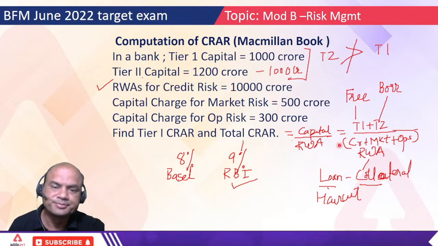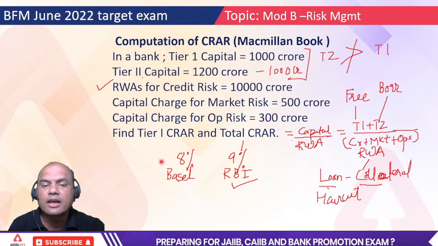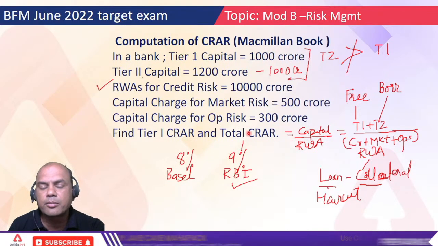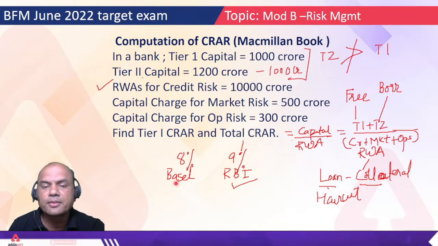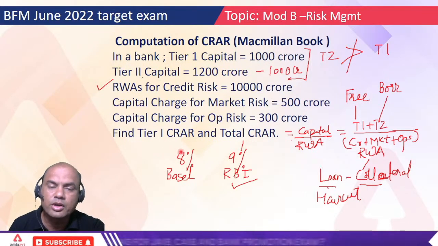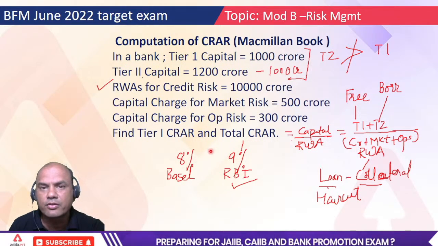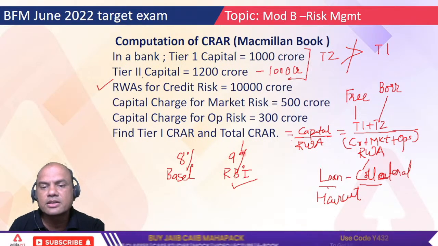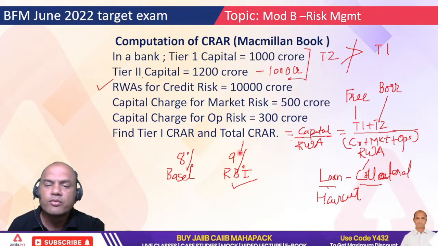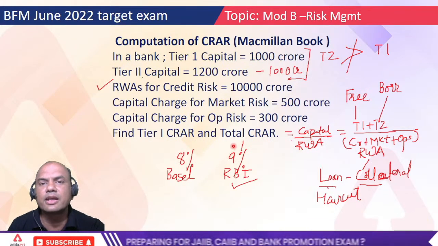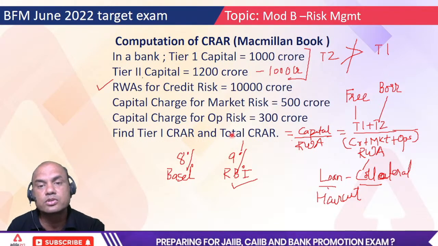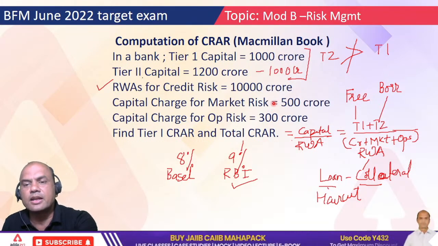Got this point? Now, what is CRAR prescribed by RBI? RBI prescribes a CRAR minimum of 9%. Basel prescribes 8%. Remember these two numbers very well: Basel is 8 and RBI is 9. We also have bifurcations for this 9. We'll take that in a separate lecture, and also join the live classes. I'll take it there separately.